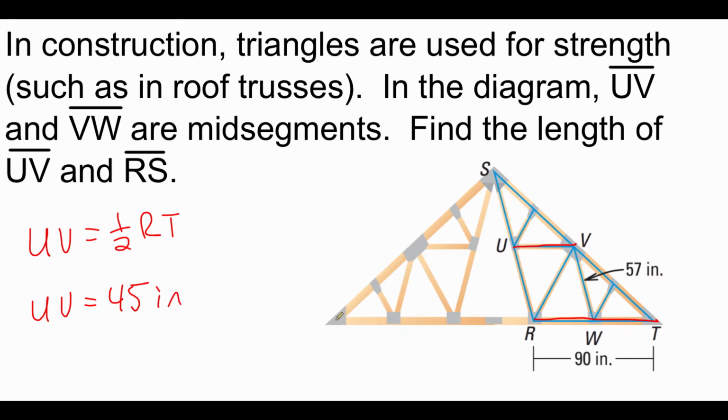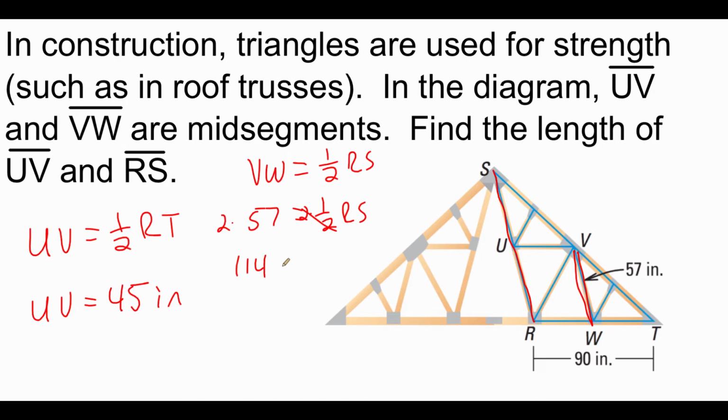45 inches. Now if I wanted to look at RS instead, RS is this big segment kind of running down the middle of our picture, and that corresponds to the VW midsegment. Now we know that the length of the midsegment is half the size of the big corresponding segment. So VW is half the length of RS. But in this case, we know VW. We know that's 57, and that's going to be half the length of RS. So what I can do in order to figure out the length of RS is I can multiply both sides of my equation by 2. And when we do that, we're going to figure out that this length is 114 inches for segment RS.